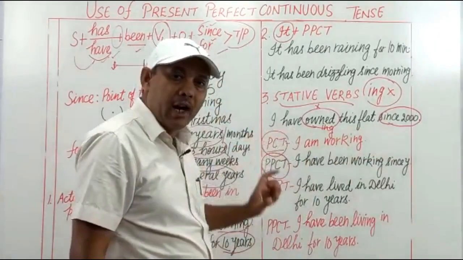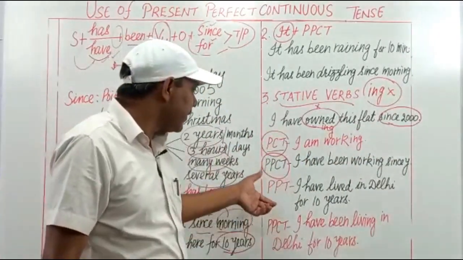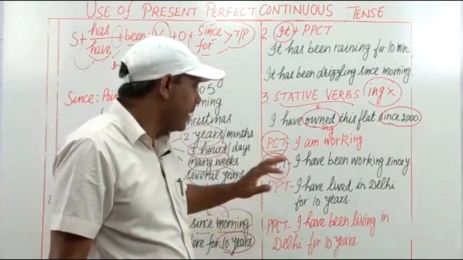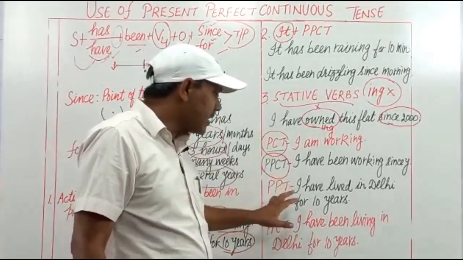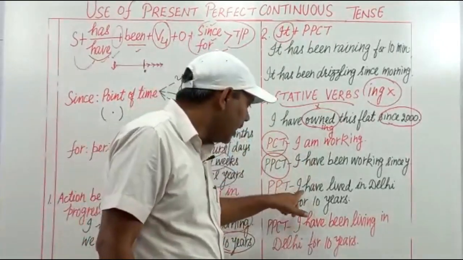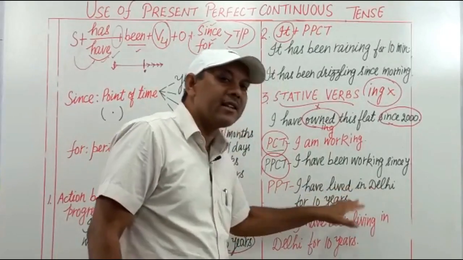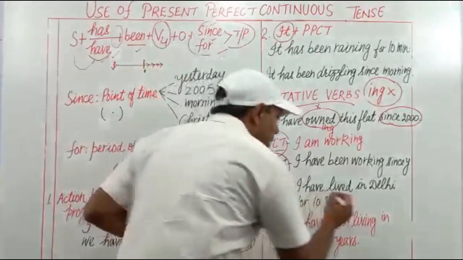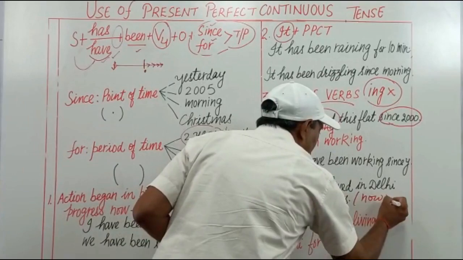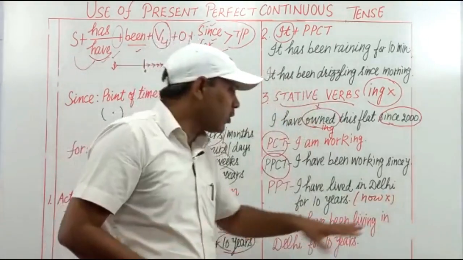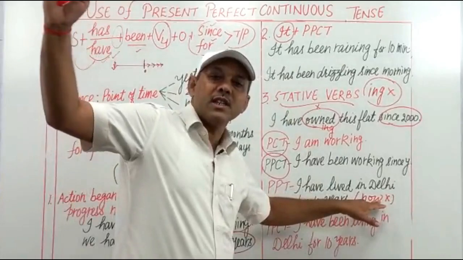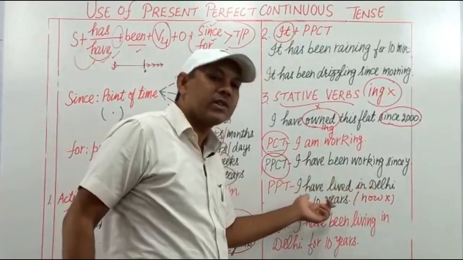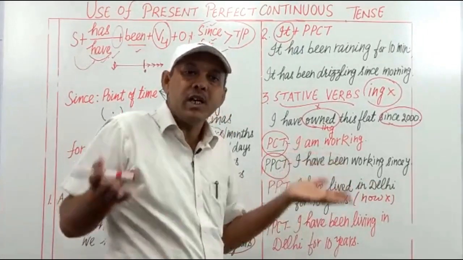Now let us try to understand the difference between present perfect tense and present perfect continuous tense. In case of present perfect tense, let us take an example. I have lived in Delhi for 10 years. It is not necessary that I am living there now too. कोई जरूरी नहीं है. हो सकता है मैं 2001 से लेकर 2010 तक दिल्ली में रहा हूं. But may not be now.